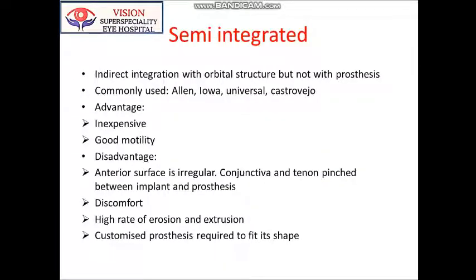Semi-integrated implants allow indirect integration with orbital structures but not with the prosthesis. Commonly used semi-integrated implants are Allen, Iowa, Universal and Castroviejo. Advantages of using semi-integrated implants are good motility. They are also inexpensive. Disadvantages are that the anterior surface is irregular, therefore conjunctiva and Tenon's are pinched between implant and prosthesis. There is a lot of discomfort to the patient. There is a high rate of erosion and extrusion. Customized prostheses are required to fit its shape.